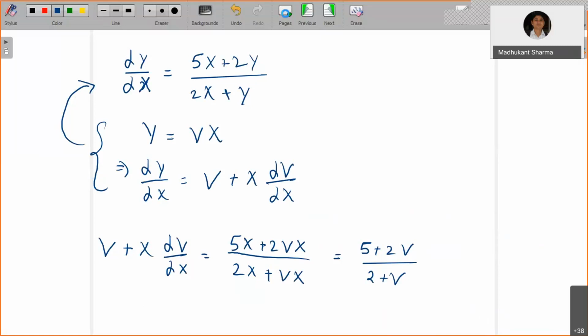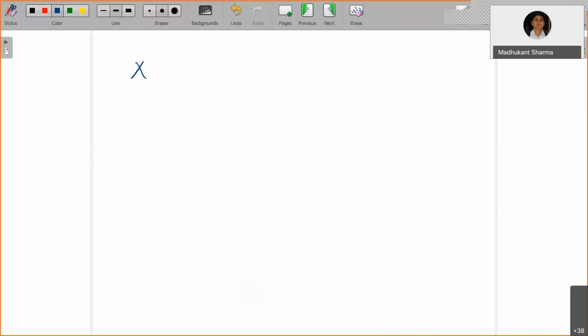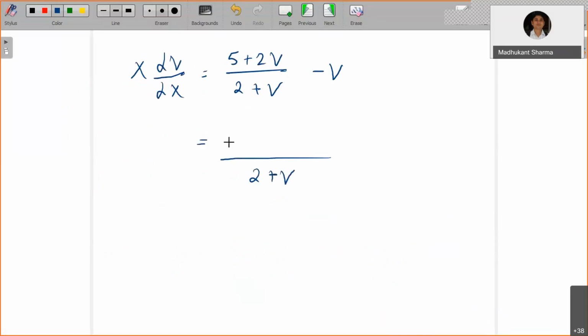You take this v on the right side and what you will get is x times dv by dx is equals to 5 plus 2v divided by 2 plus v minus v. So that's equals to, this is 2 plus v, so 5 plus 2v minus 2v minus v square. So that's going to be 5 minus v square divided by 2 plus v.